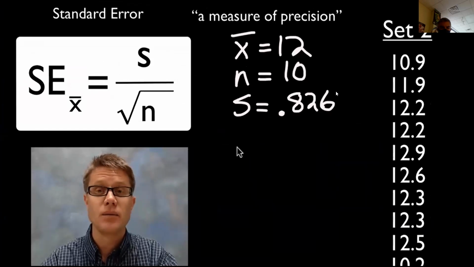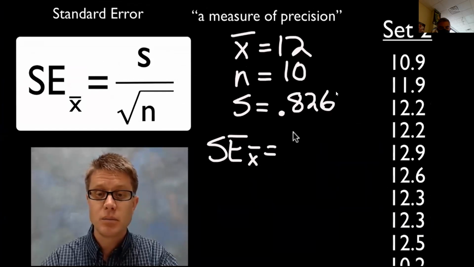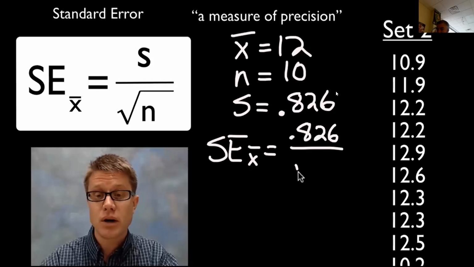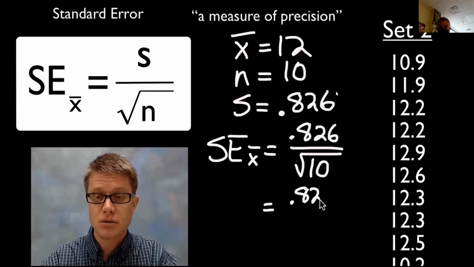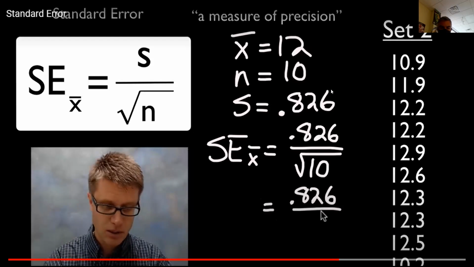And I did that in Excel. So how do I figure out the standard error? The standard error of the mean is simply going to be the standard deviation, which is 0.826, and then I'm going to divide that by the square root of the sample size. The square root of the sample size is going to be 10. So this is equal to 0.826 divided by the square root of 10. I'm going to need my calculator right here. And that is going to be 3.6.